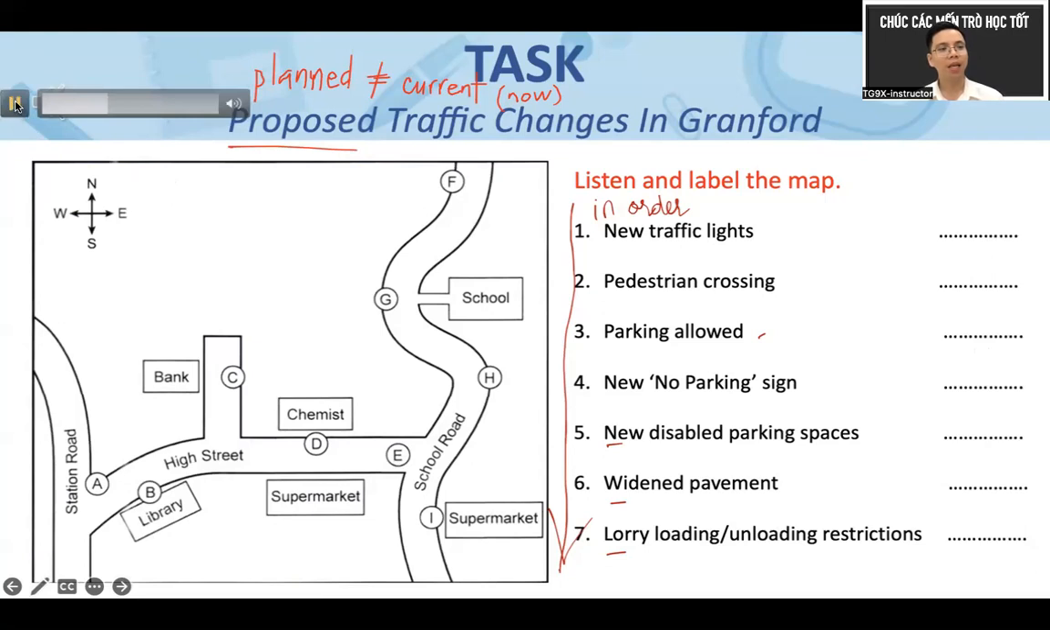There'll be a new no parking sign on school road. Manh mối đầu tiên là sẽ có new they'll, tức là there will đó. There'll be new no parking sign on school road là đâu đó là IEHG này để coi. Just by the entrance to the school. By the entrance to the school vậy là ở đâu?